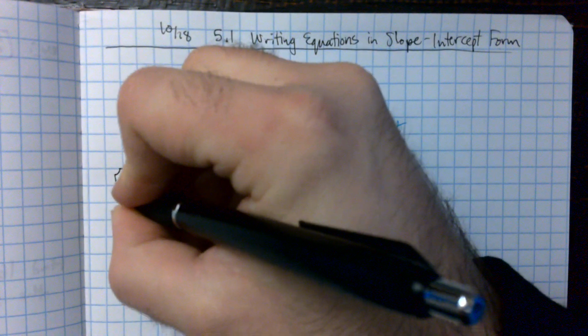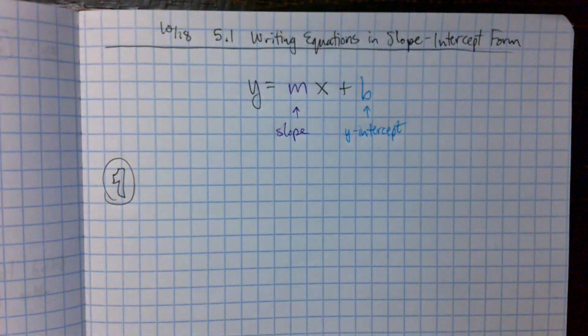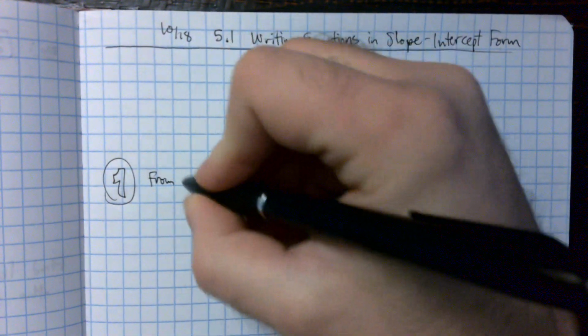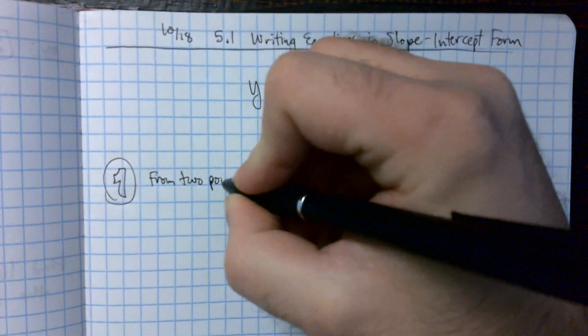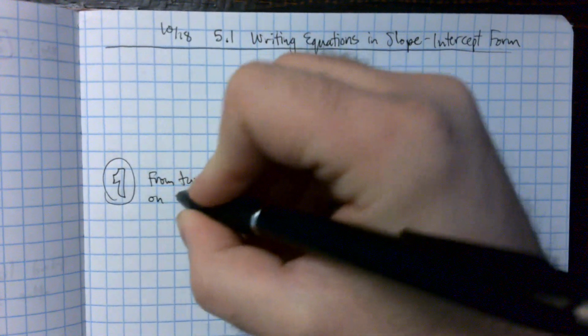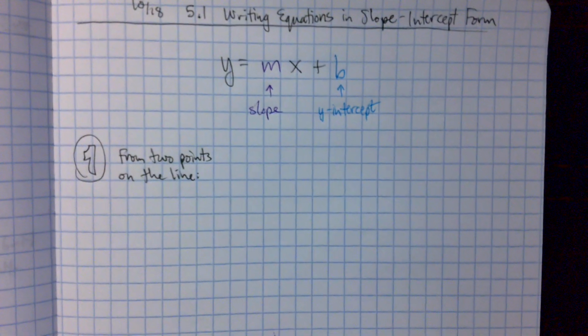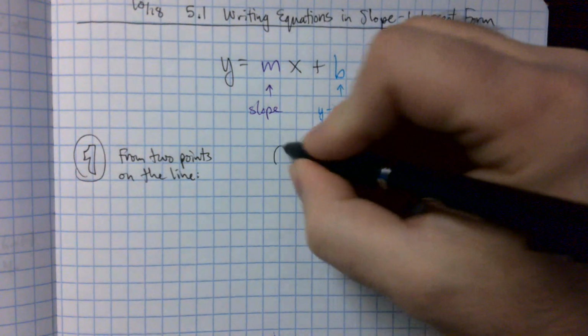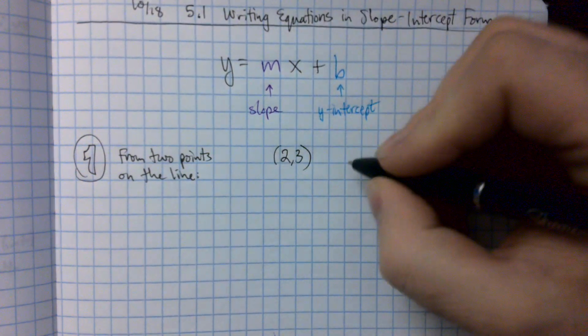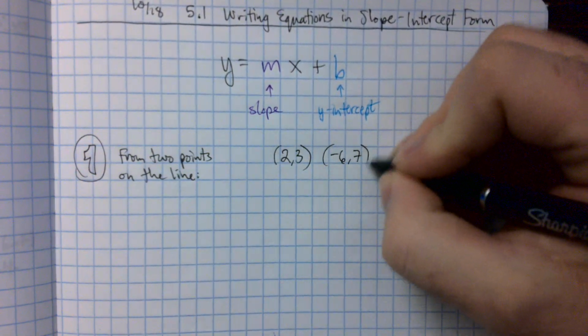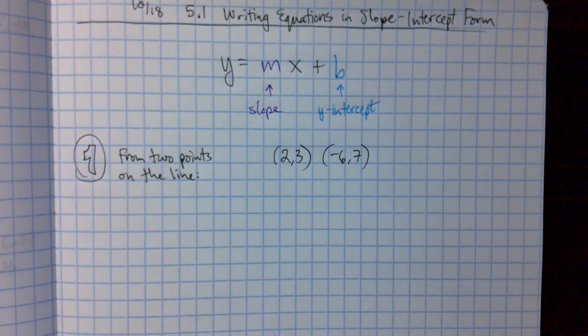So the first way that we're going to do that is from 2 points on the line. So let's say I've got a point (2, 3), and I've got (-6, 7). So those are 2 points on some line. We don't know what the line looks like. We don't know where it crosses the y-axis. So we're going to have to figure that out, okay?